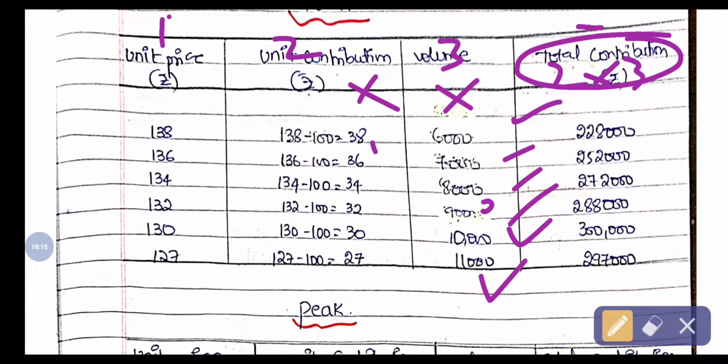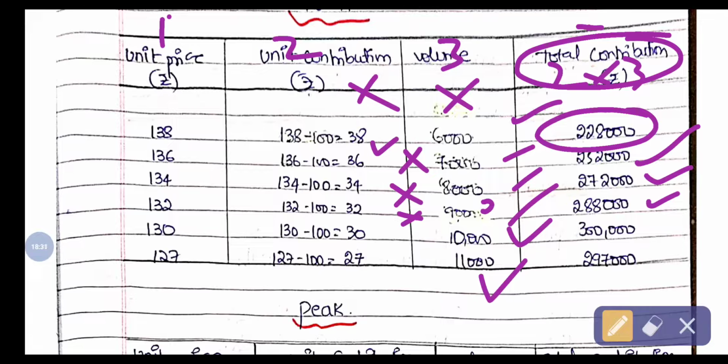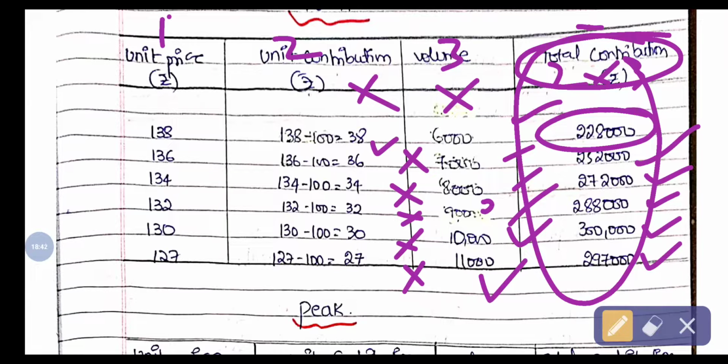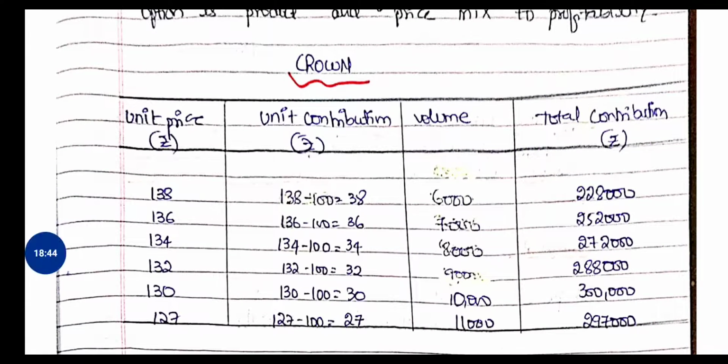So 38 into 6,000 will be 2,28,000. 36 into 7,000 will be 2,52,000. 34 into 8,000 will be 2,72,000. 32 into 9,000 will be 2,88,000. And 30 into 10,000 will be 3 lakh. And 27 into 11,000 will be 2,97,000. So this is the total contribution. We have calculated total contribution for Crown. Now let's move to Peak.